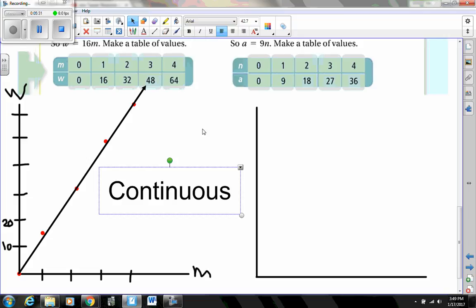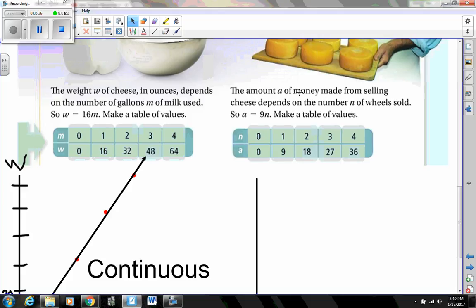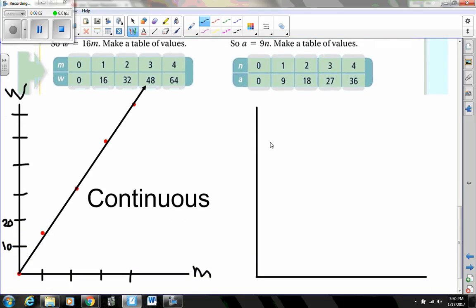Okay? The other example that I have is about selling the cheese. The amount A of money made from selling the cheese depends on N, the number of wheels sold. So I'm selling this cheese by the wheel. I get a bunch of wheels, I sell the wheels, and I make money: $9 for every wheel of cheese. Again, I have this table of values here, with N equals 0, A equals 0, meaning if I don't sell any cheese, I don't make any money.